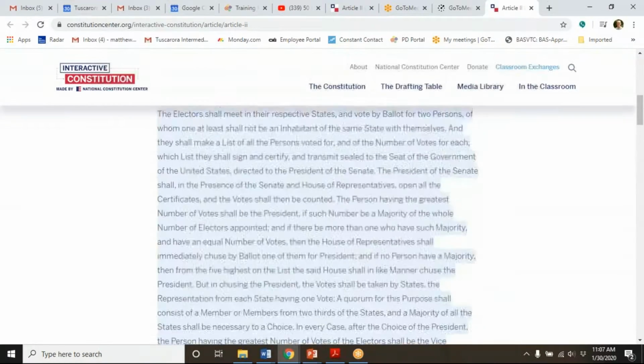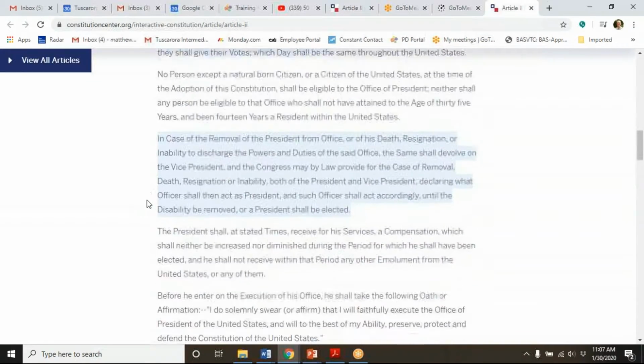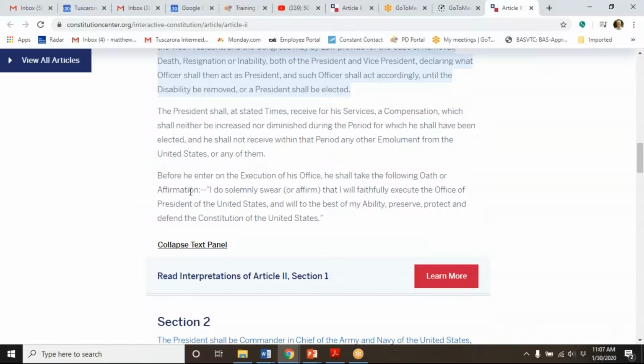So Section 1 is all about how the president is elected, is chosen. And it gives very specifically the oath of office. The president says, and every president has always said, I do solemnly swear that I will faithfully execute the office of the President of the United States and will, to the best of my ability, preserve, protect, and defend the Constitution of the United States.